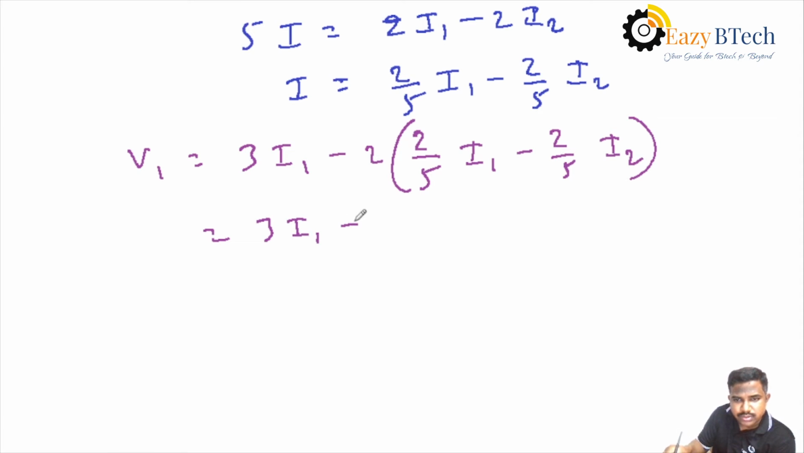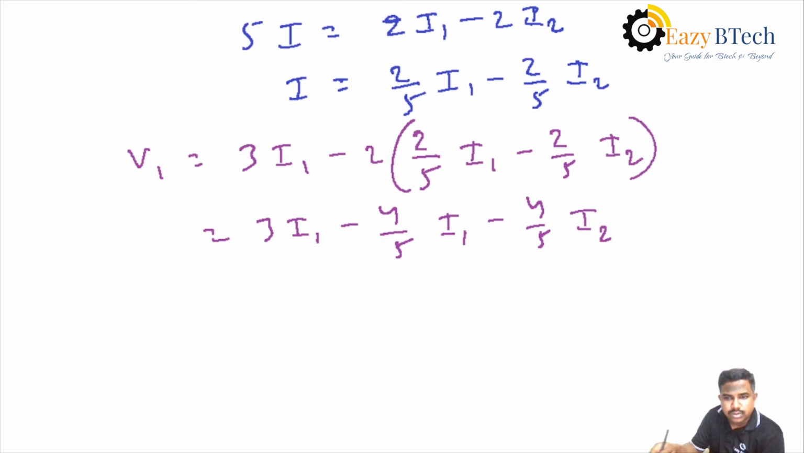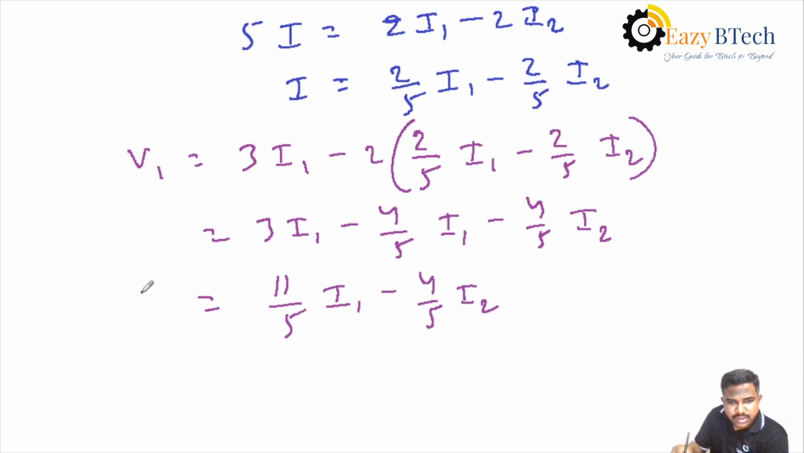That is 3 into I1 minus 4 by 5 I1 minus 4 by 5 I2 equal to V1. You can simplify the equation, it is nothing but 11 by 5 I1 minus 4 by 5 I2. This is the V1 value. Consider this equation 4. But here, this is not a standard equation.